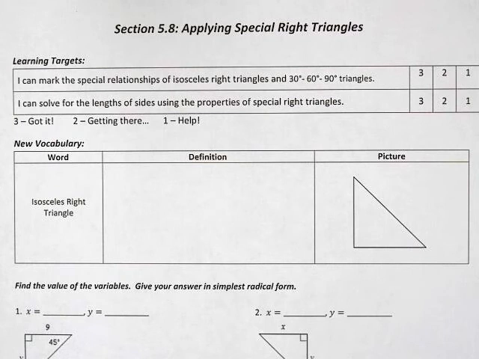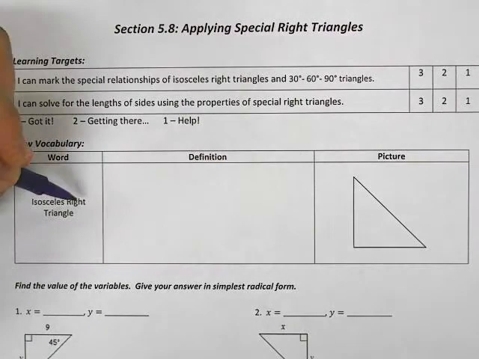We're moving on from Pythagorean Theorem, and we're moving on to applying special right triangles. There are two types of triangles that we're going to focus on. The first one's right here. You see a picture of it. It's an isosceles right triangle.